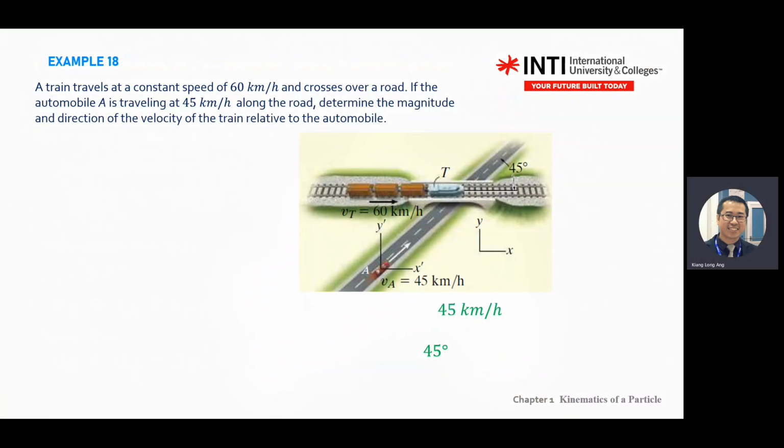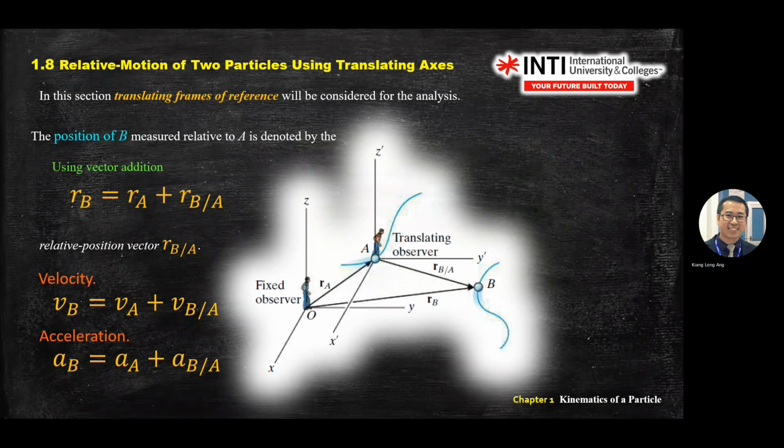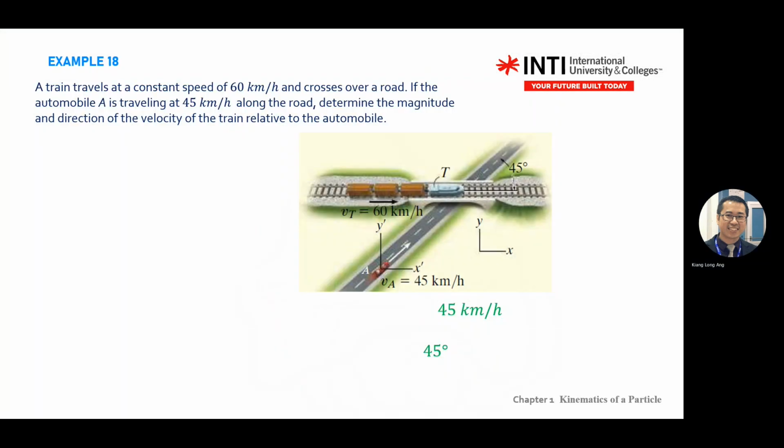Okay, now let's apply what we learned in this interpretation. A train travels at a constant speed of 60 kilometers per hour. The train crosses over a road at a 45 degree angle to the rail track. If automobile A, or the car A, travels at 45 kilometers per hour along this road, determine the magnitude and direction of the velocity of the train relative. You see the word relative, it means you are asked to find V stroke.